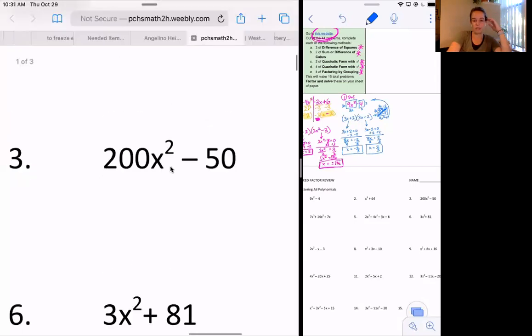However, with this one, it is the difference of squares, because I would take out 50 from here and 50 from here. That's going to leave me with 4, which is a square, x squared, which is a square, and this will be 1 when I take out the 50. So 1 is a square as well. So you're referring back to your notes from Tuesday about how many terms there are, how many different numbers there are, tells me which method to use.